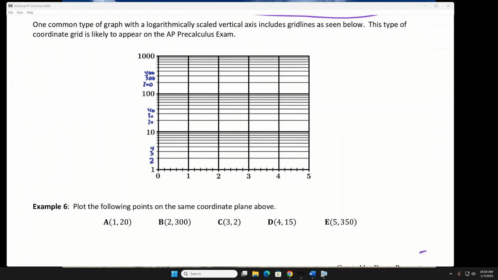Okay, so once you kind of get that idea, it's not too hard to graph these points. So 120 is just going to be this point right here. 300. 2. All right, so 15 isn't an actual line. But I know 15 should fall right in between 10 and 20. And same thing with 350. So 350 isn't a line, but I know it's going to be in between 300 and 400.